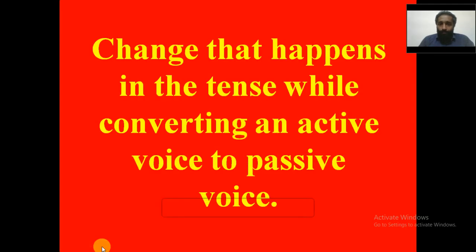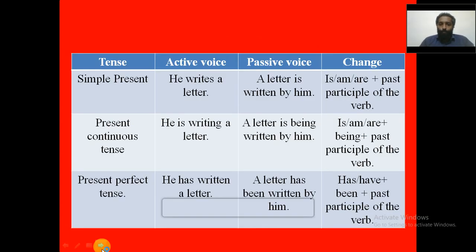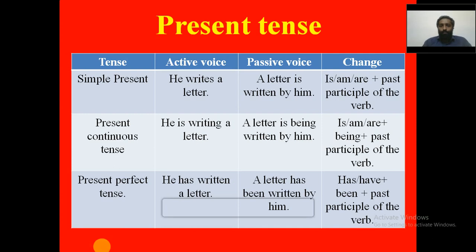Change that happens in the tense while converting an active voice into passive voice. So we'll go through all the three tenses. In today's class we will take only the present tense and see how these changes are happening. So this is a table for you, and we will take one by one. Present tense has simple present, present continuous and present perfect tense. So kindly go through this table clearly. You will understand by looking at this table how the changes are happening. We will take the simple present, then the present continuous, and then the present perfect tense. So learn this table properly.